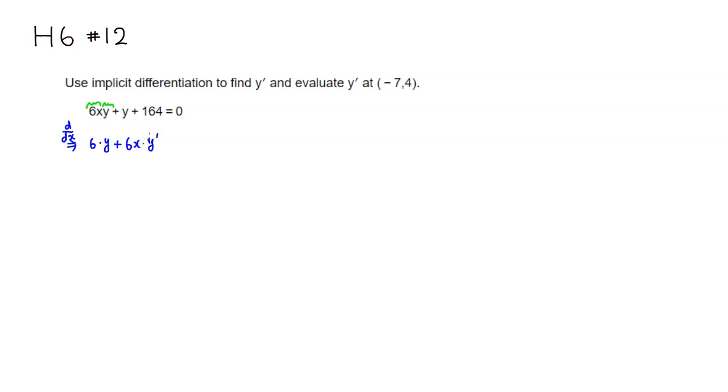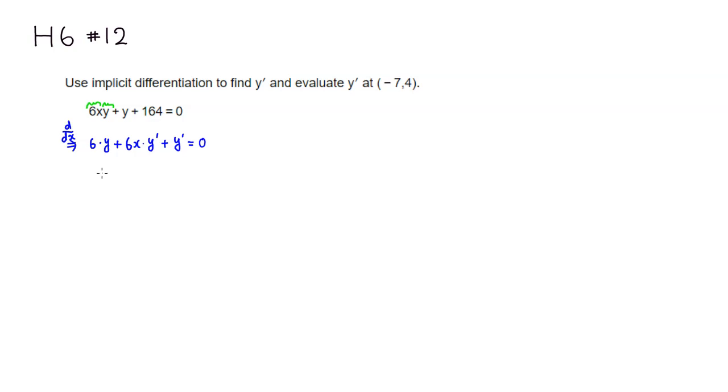All right, so we got that, and plus the derivative of y, which is y prime. The derivative of -64 is 0, so I'm not going to write anything down. And the derivative of 0 is 0, since 0 is also a constant. Then all you have to do is clean it up and solve for y prime.